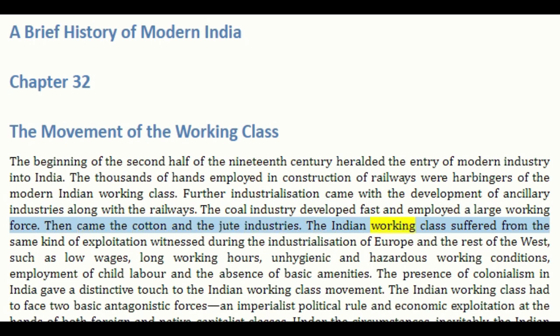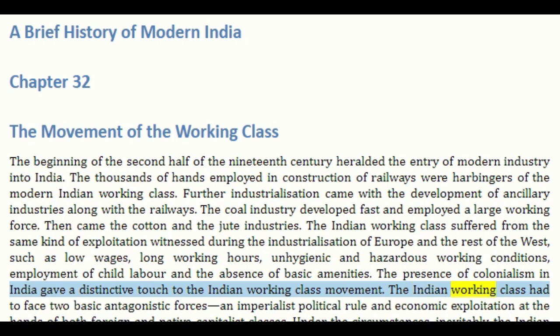The Indian working class suffered from the same kind of exploitation witnessed during the industrialization of Europe and the rest of the West, such as low wages, long working hours, unhygienic and hazardous working conditions, employment of child labor, and the absence of basic amenities. The presence of colonialism in India gave a distinctive touch to the Indian working class movement.